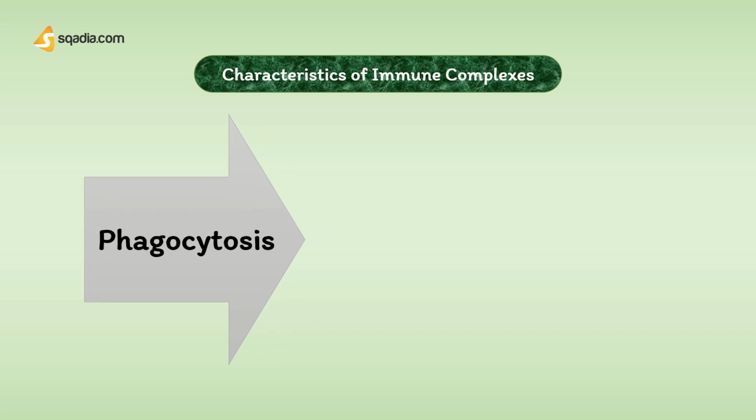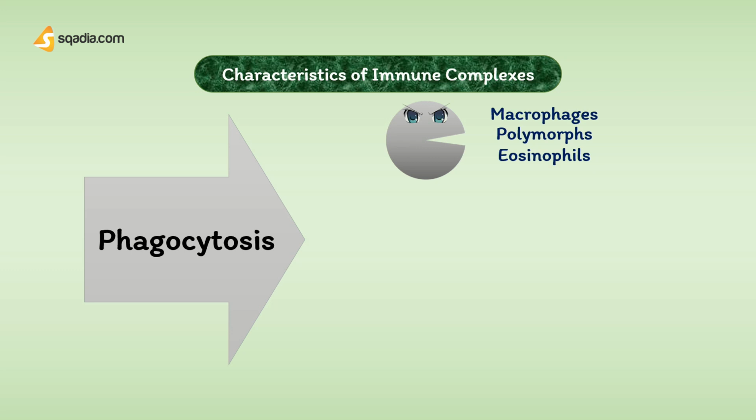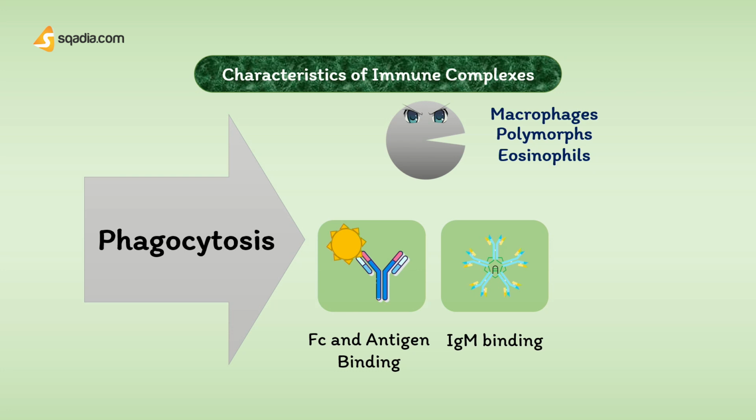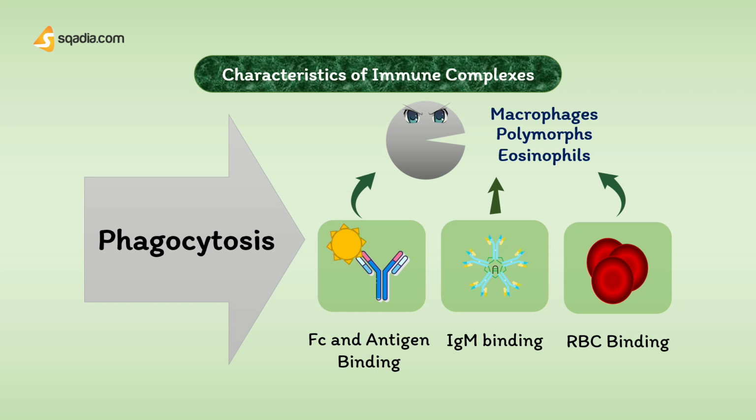Talking about phagocytosis, it is mostly done by macrophages, polymorphs, and eosinophils. The characteristic of this phagocytosis is Fc and antigen binding that is going to complement and make them strongly opsonic. The other example is IgM binding. For example, it binds to complement much more than to the cells. And the last one is RBC binding, in which most complexes in the circulation are picked up by the red blood cells via their complement receptors. All these three are occurring thanks to phagocytosis.